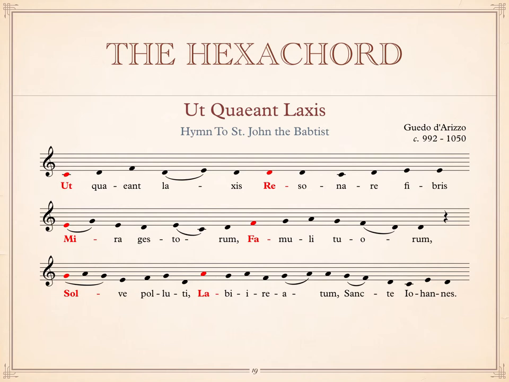So the beginning symbol of each phrase is in red, as you can see. And those syllables were adopted as the names of the notes within the hexachord, or the functions. So you have ut, re, mi, fa, sol, and la, right there. They move up right in the row. Quite ingenious, if you ask me.